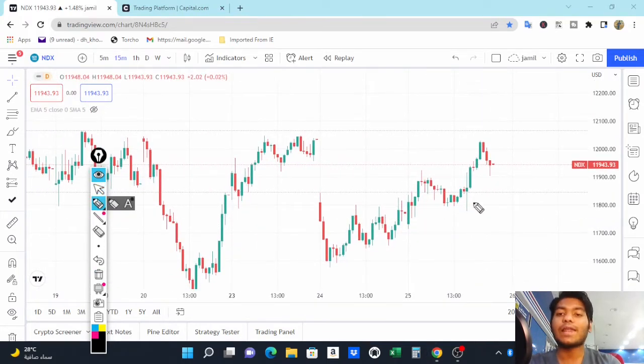So what should be the plan for tomorrow? If there is a flat opening, which is near 11,970, then after opening in the flat range, as soon as it crosses 12,000 we can plan to buy for tomorrow, and the target is going to be 1:2.